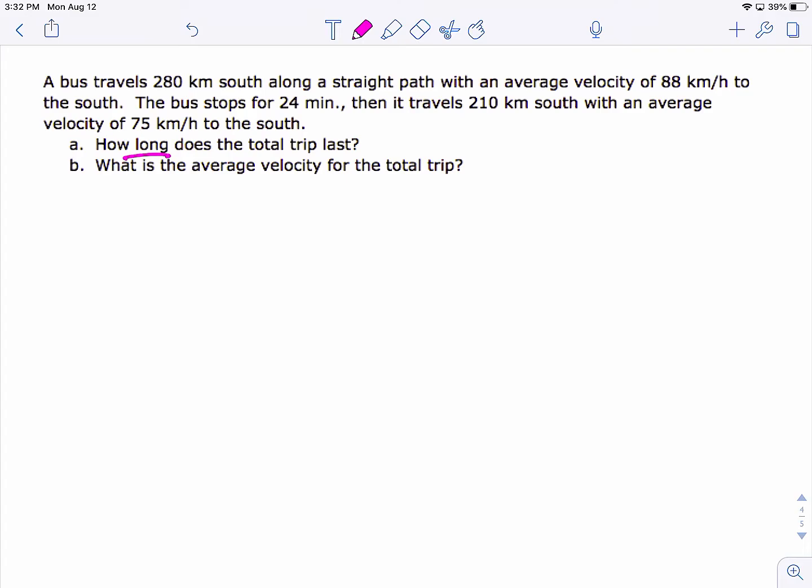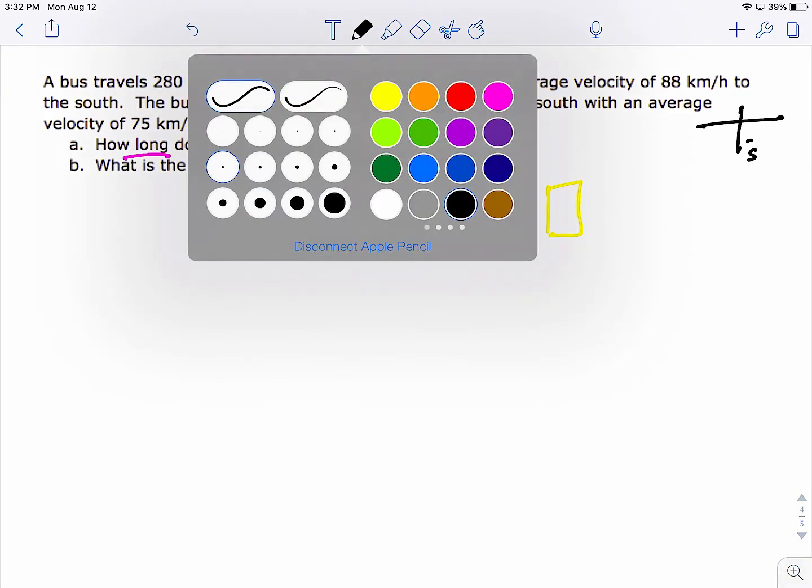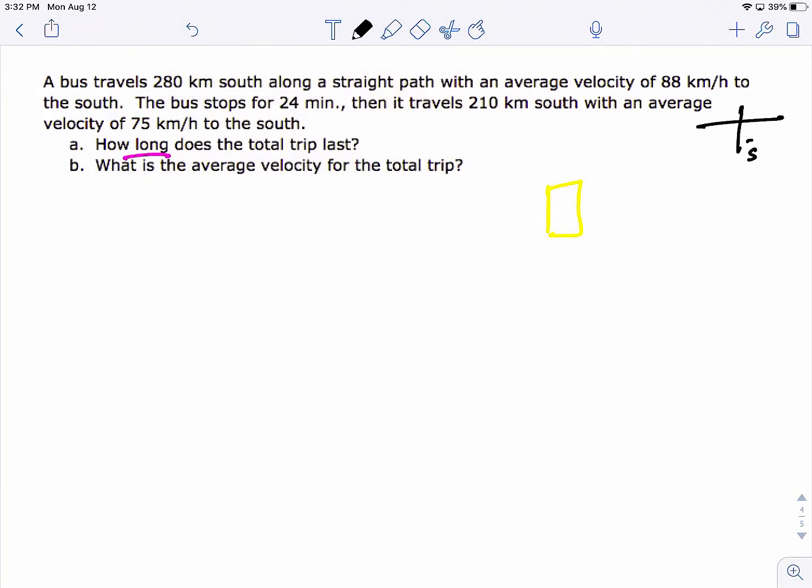Now, I'm going to draw a picture. I think pictures are very helpful. I'm going to define my direction here. So I'm going to say that south is downward towards the bottom of the page and that that's negative. So we're going to have a bus. There's our bus. It's hard to see. It's going to be traveling south. So it's going to start, initial position would be 0. Initial time would be 0. It's going to travel 280 kilometers south.